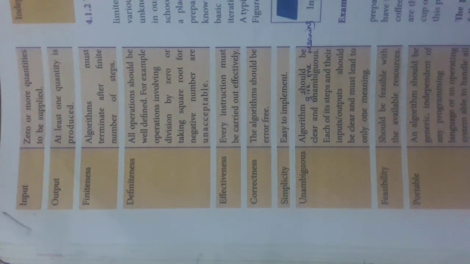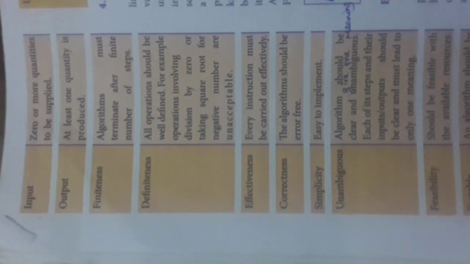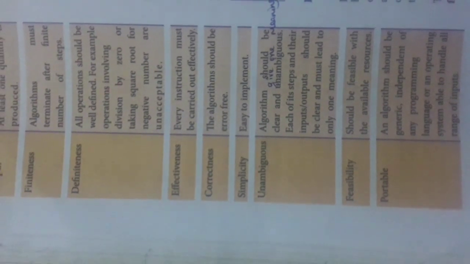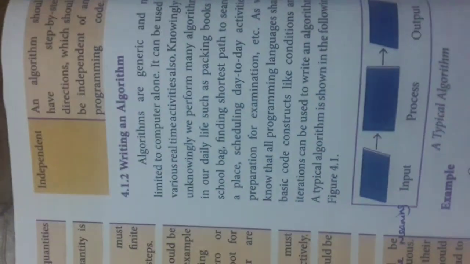Then we have the characteristics of algorithm. First one, you can give any number of inputs and there will be only one output. It should be finite and it should be defined properly. It should be efficient, correct, and error free. There should not be any error in writing the algorithm. Easy to implement, it should be simple and unambiguous. Whatever statement we give, it should have only one meaning. Then feasibility, with the available resources it should work. Then portable and independent. These are the characteristics of algorithm.